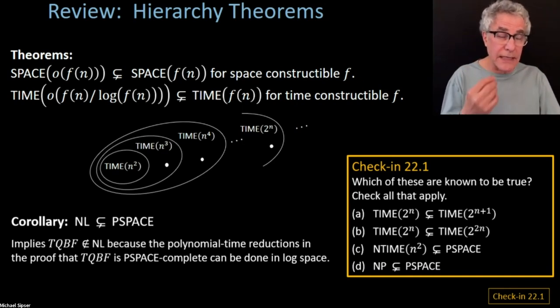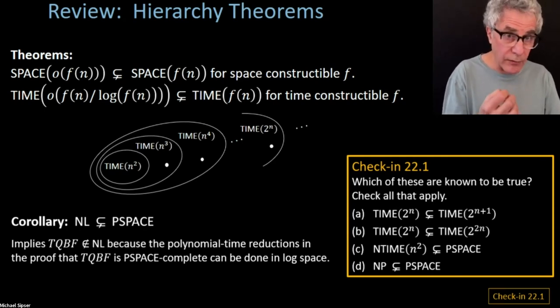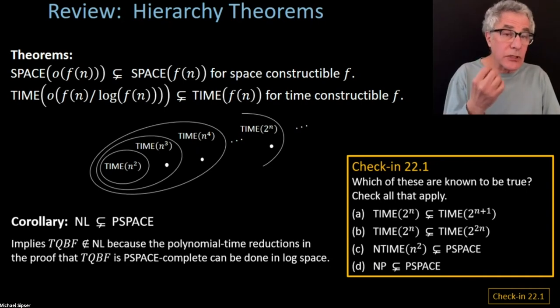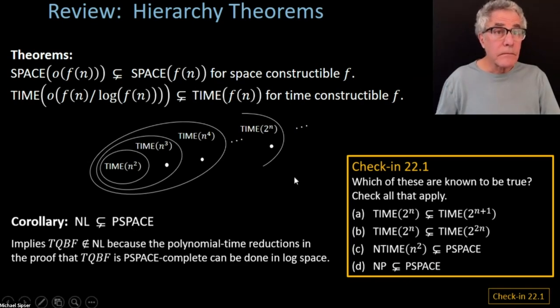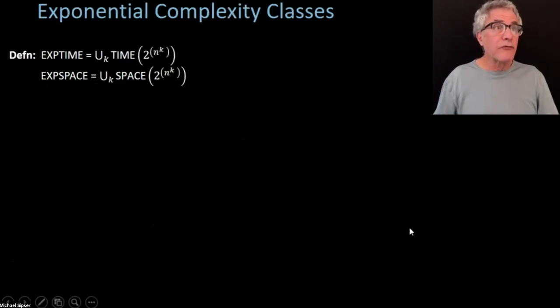So one of the goals of today's lecture is to give an example of a naturally occurring language, one that's easy to describe, where you can prove that the language is intractable, that it's actually outside of P. So that's a bit of motivation for where we're going. Along the way, we're going to introduce these exponential complexity classes, exponential time and exponential space, which are exponentially bigger than the polynomial time and polynomial space classes. So it's 2 to the n to the k in both cases, 2 to a polynomial.